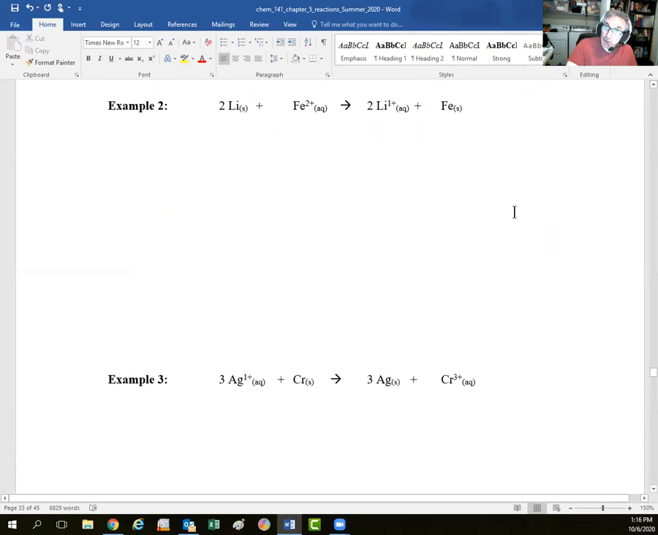It might be useful to stop the video and try this with a piece of paper and pen. See if you can work out the two half equations and the species being oxidized and reduced, or the reducing agents and oxidizing agents, before we complete the answer to finish off our video today. Practice, practice, practice. Always the best solution. All right, let's take a look at this one before we finish off.